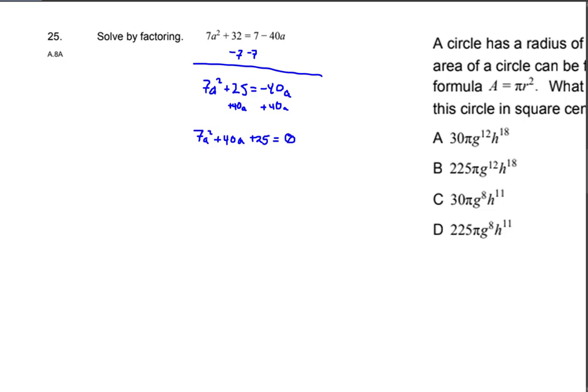Now that we have 0 on this side and all of this on the left-hand side, I can factor. So let's start with our x method. I'm looking for two numbers that multiply to give me a times c, which is 7 times 25, and add to give me b, 40. 7 times 25 is 175. So I'm going to make my factors of 175. My factors of 175 are 1 times 175. 2 doesn't work. 3, let's see, 8.